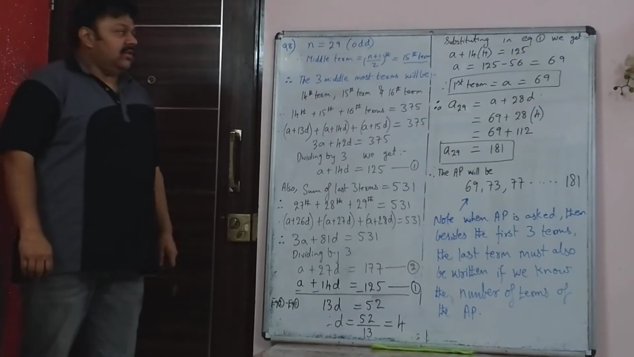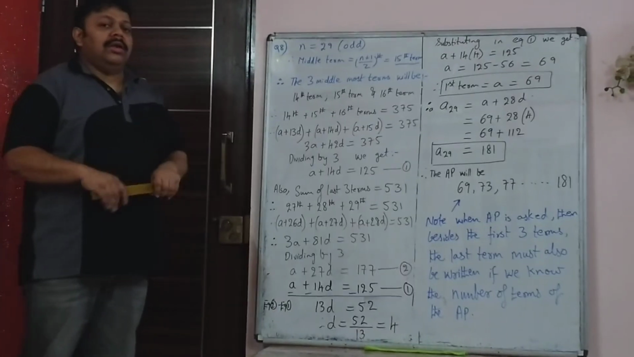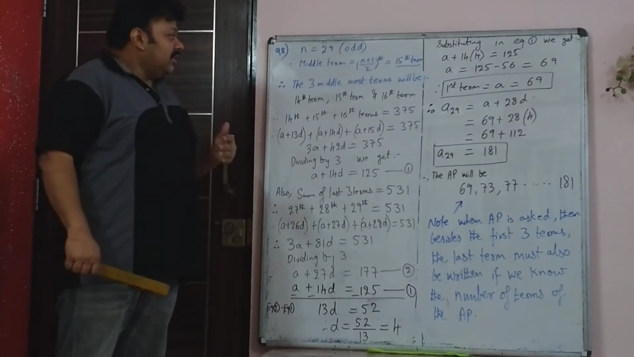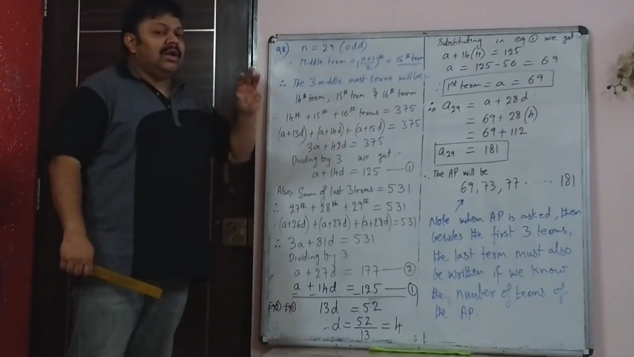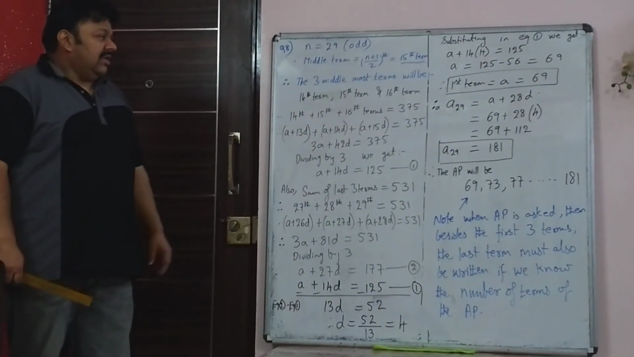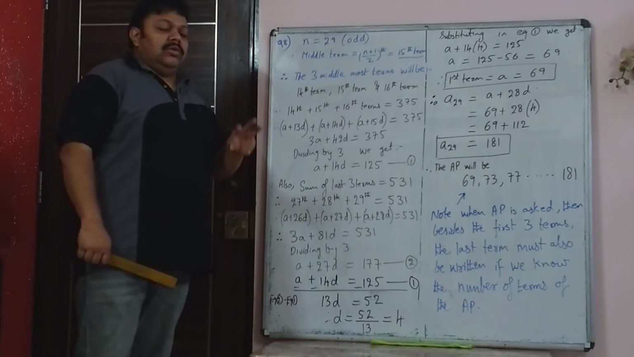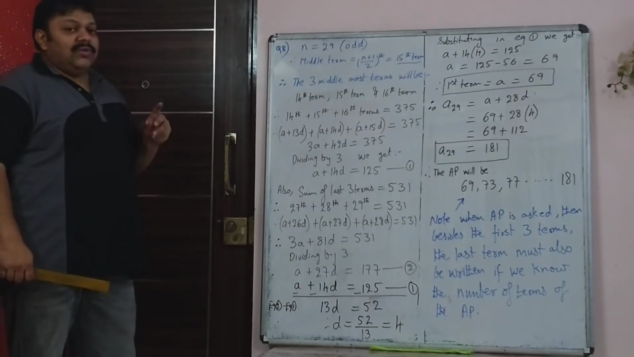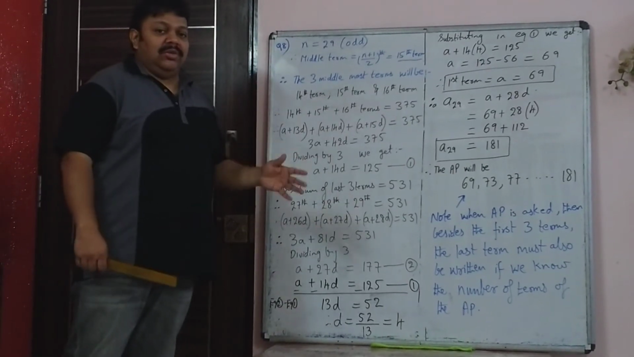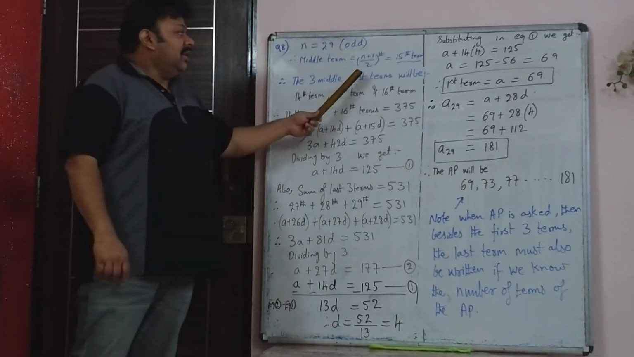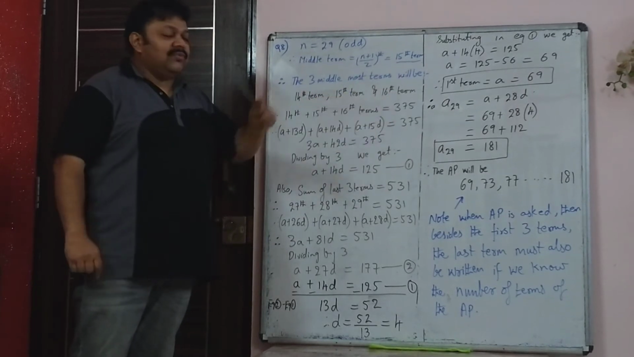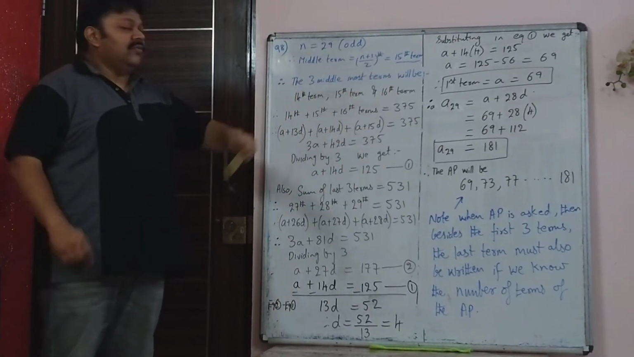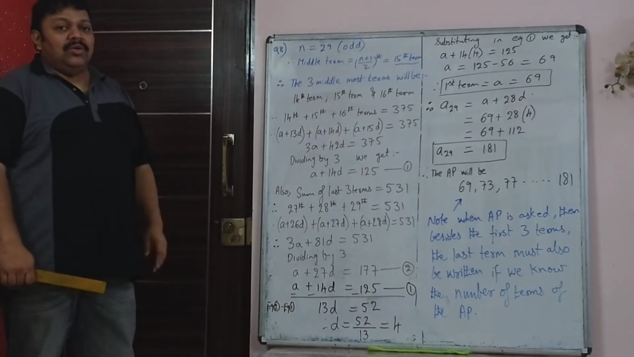See, question 8 says that in an AP there are 29 terms, and it further says that the sum of the middle 3 terms is 375. Now when there is an odd number of terms in the AP, how do you find the middlemost term? Yes, the normal formula for median: there will be one middle term, and that would be the 15th term, because (n plus 1) upon 2 with n as 29 gives 15.